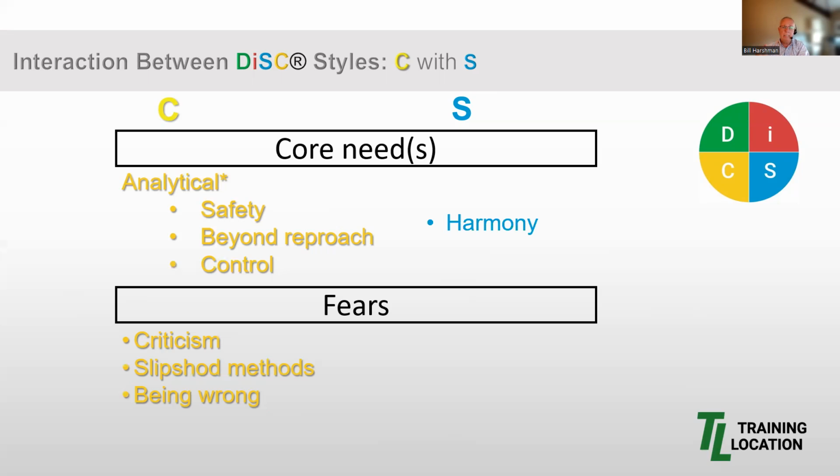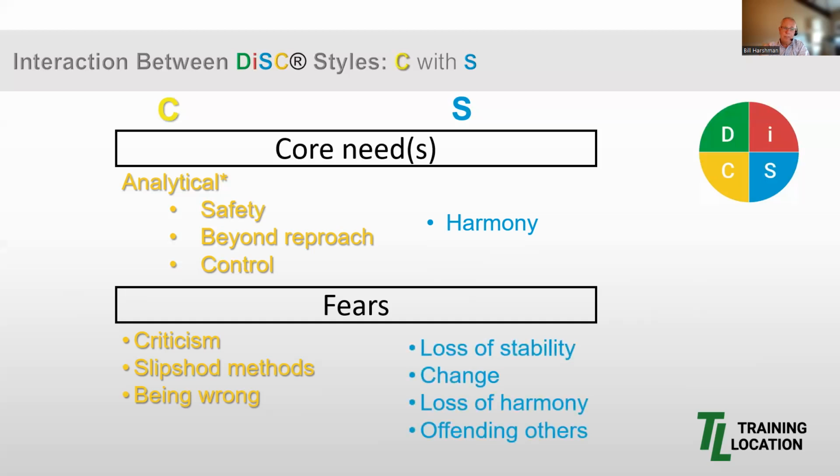Now, this need for harmony can even result in a bias to give other people the benefit of the doubt. And it's also a powerful desire to avoid conflict and the things that create conflict. So the S's fears include loss of stability, change, especially if it's rapid change, loss of harmony, and offending others.